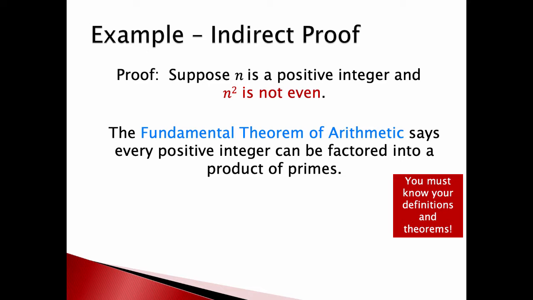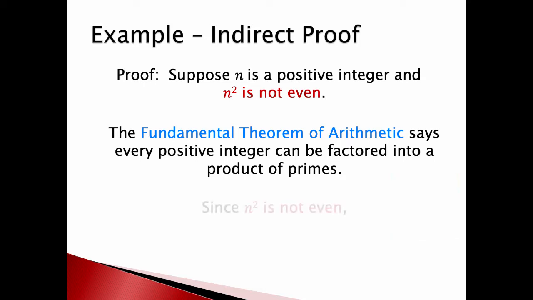Right? But if you know the fundamental theorem of arithmetic, which just says a positive integer can be factored into a bunch of prime numbers, then that's something I could use, right? Because if n squared is not even, well, n squared, I've got to be able to factor it into a bunch of prime numbers. So what does that tell me? Well, those prime numbers don't include 2. That's right. That's what it means if n squared is not even. I can't factor it and have 2's that show up in there. So I can use that, right?